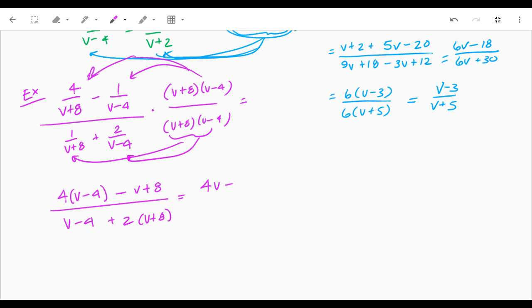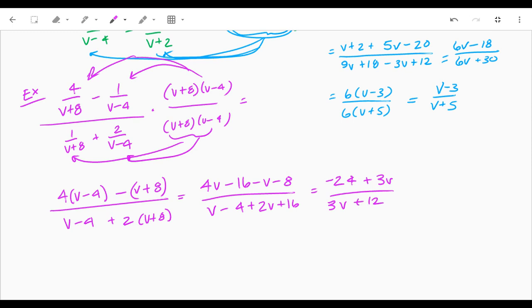Expand, 4v minus 16. And I got to be real careful there. Okay, minus v minus 8 over v minus 4 plus 2v plus 16. So we've got negative 24 plus 3v, and we've got 3v plus 12.